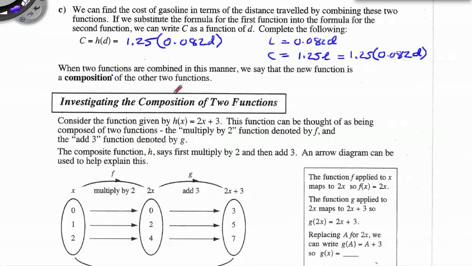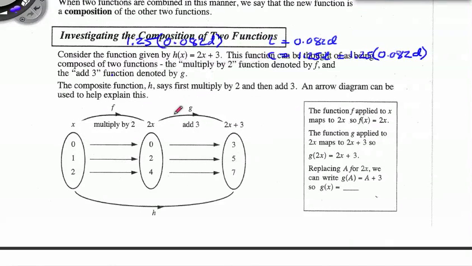Now, investigating the, let me just read this. When two functions are combined in this manner, we say the new function is a composition of the other two functions. I typically say combination, but composition of two other functions. Okay, finishing off this page, it's saying here to consider the function given by h of x equaling 2x plus 3. This function can be thought of as being composed of two functions.